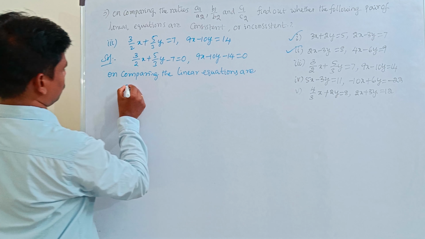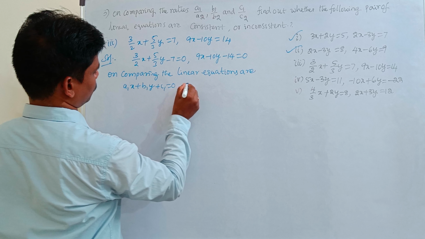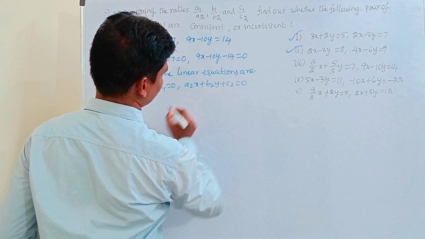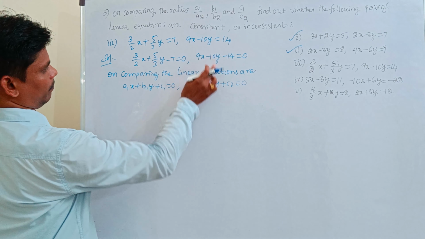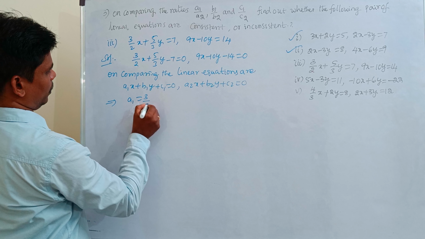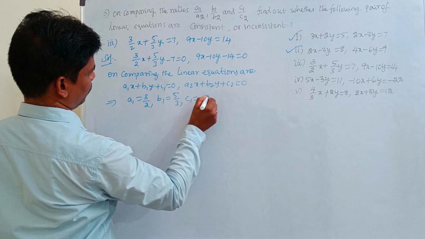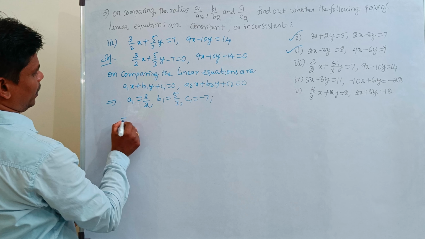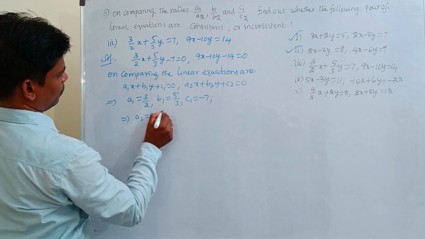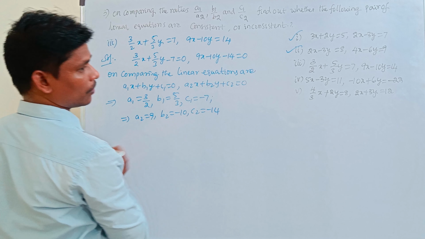The standard forms are a1x plus b1y plus c1 is equal to 0, and a2x plus b2y plus c2 is equal to 0. Compare these two and write the coefficients. a1 is equal to 3 by 2, b1 is equal to 5 by 3, c1 is equal to minus 7. Similarly for the second equation, a2 is equal to 9, b2 is equal to minus 10, c2 is equal to minus 14.